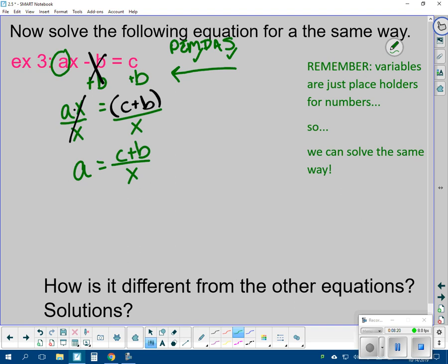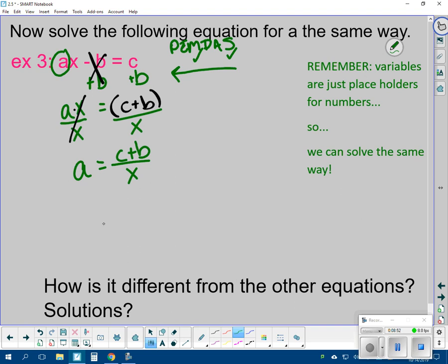Remember, variables are just placeholders for numbers. So we solve the same way. We solve regular equations. It's nothing different. It's just there's variables instead of numbers. So how is it different from the other equations? What did we just say? There are variables instead of numbers. You have to, in your head, almost imagine those are numbers and think about it that way. How are the solutions different? Well, you don't have to do the computation. You're just going to leave all those variables over there.